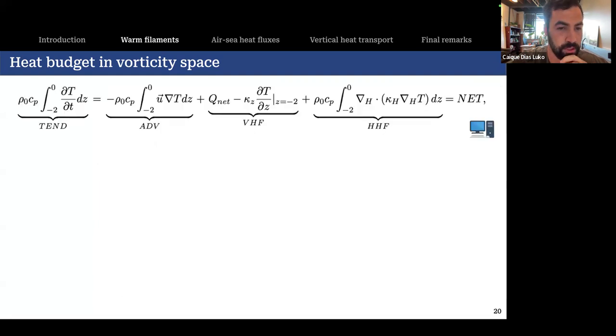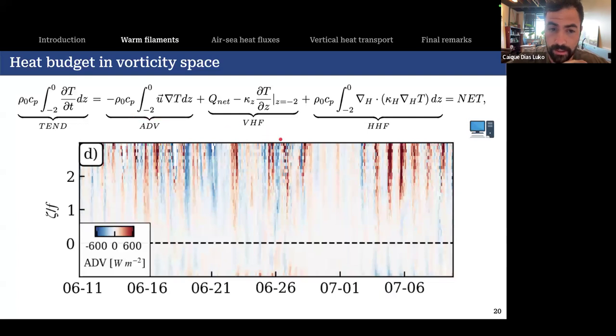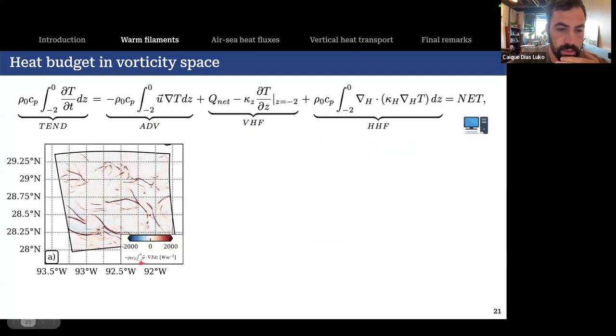Now let's move to the next term, the advection term. When we plot the Rossby number time diagram, we actually see that the advection term does generate differential warming at the fronts. We see these periods when there's a lot of warming diurnally at the fronts. And how does this look on a map if we take one snapshot? So this is a snapshot of the advective term. We can see that all these different filaments along the domain are being warmed by the advection term.